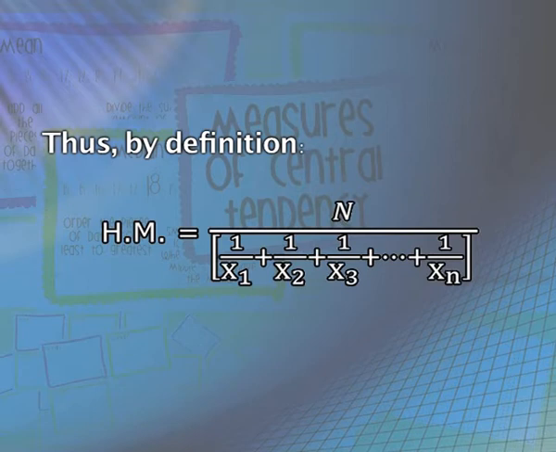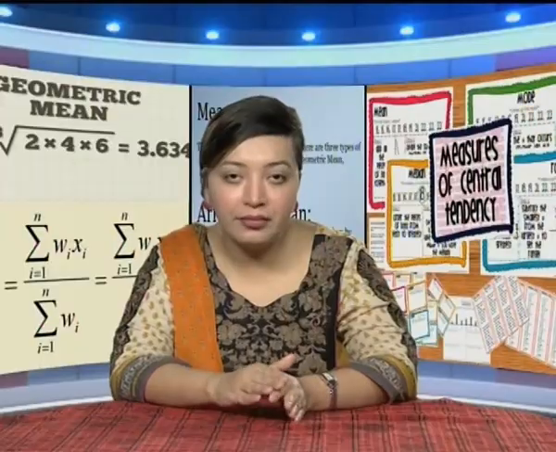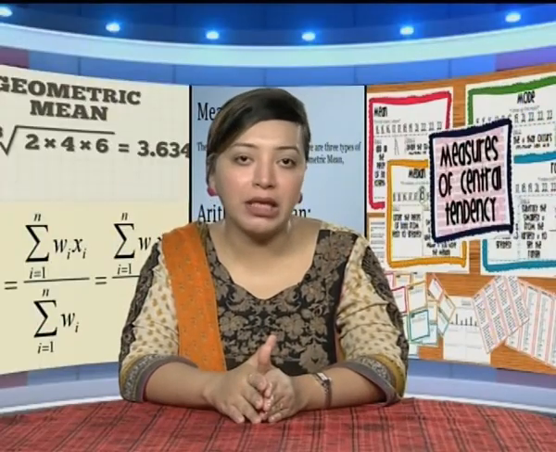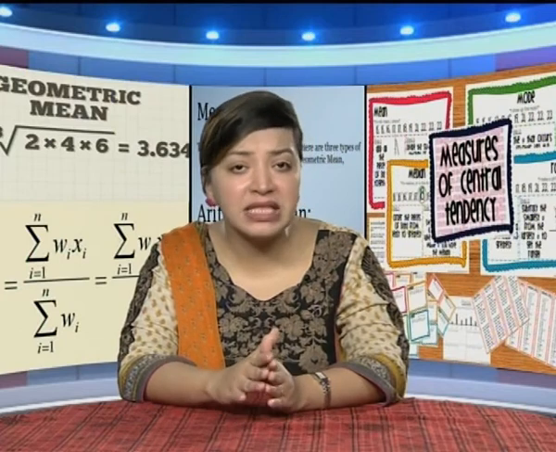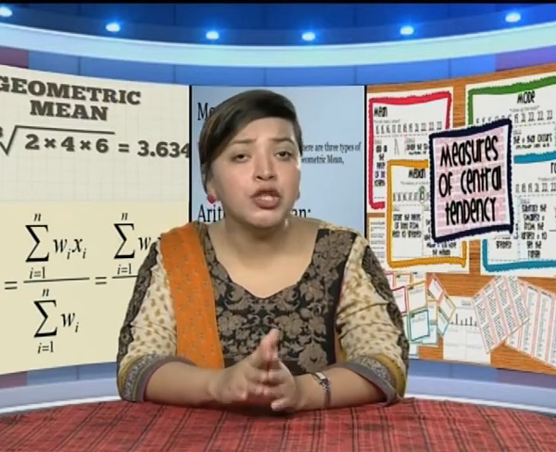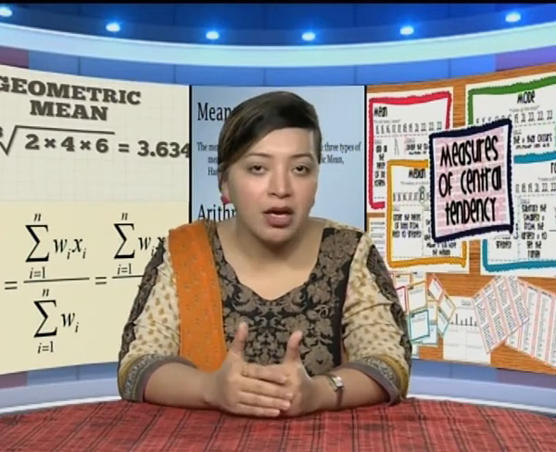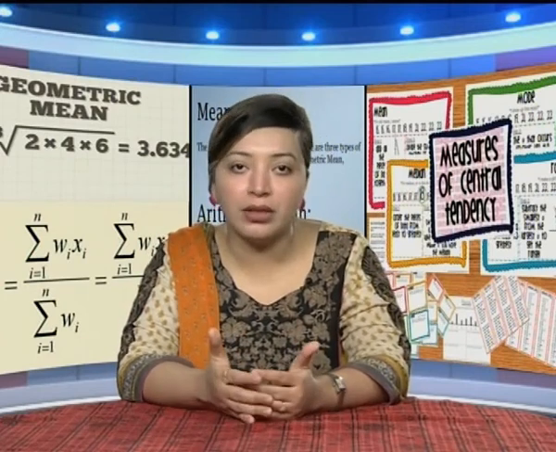HM is calculated as capital N divided by 1 upon x1 plus 1 upon x2 plus 1 upon x3 and so on, till plus 1 upon xn. When the number of items is large, the computation of harmonic mean in the above manner becomes tedious. To simplify calculation, we obtain reciprocals of the various items from the tables and apply the formula.